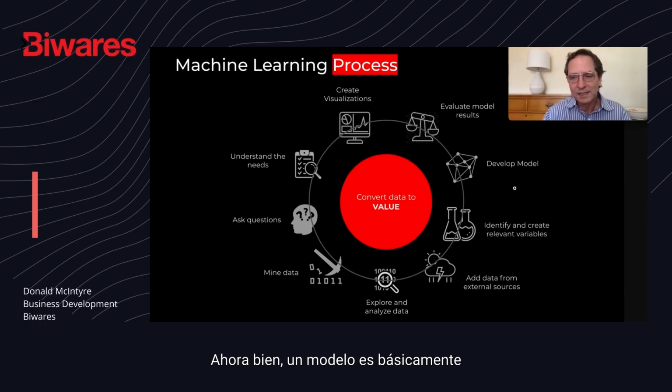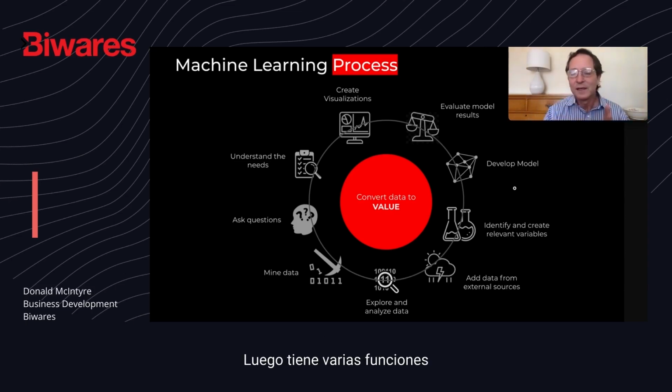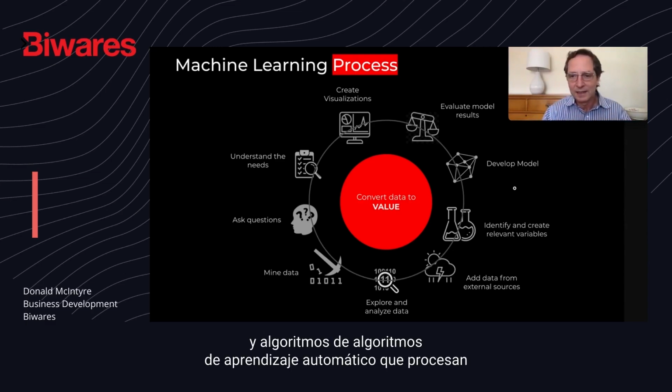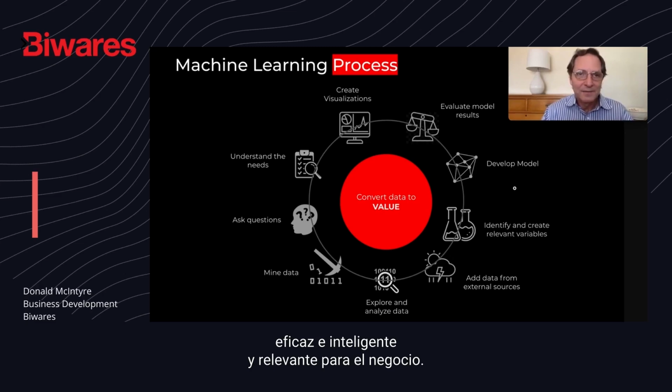A model is basically a very complex mathematical structure that depends on inputs of information. Then it has several functions and machine learning algorithms that process that information, and they collectively create an output. And that output has to be effective and intelligent and relevant to the business. So with that output, we can evaluate the model results over time.